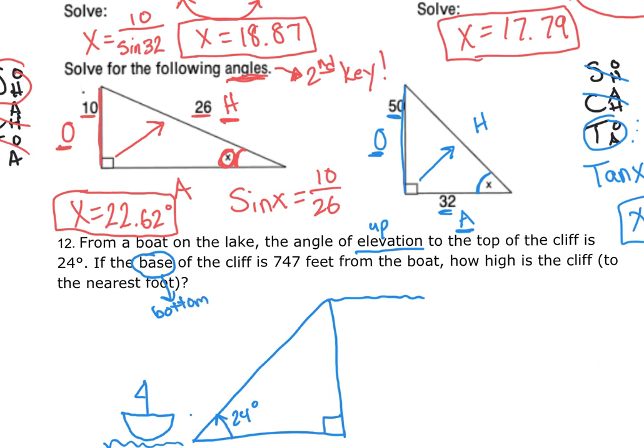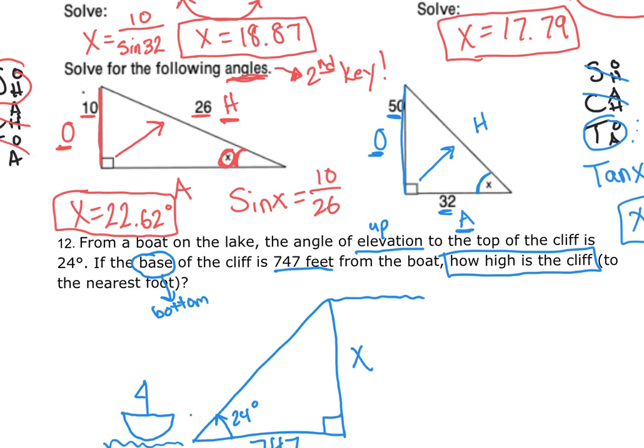So the base of the cliff is 747 feet from the boat. So this is 747 down here. How high is the cliff? So you can see when it says how high is the cliff, we're looking for the height, right? Looking for the height, which is represented by this side that goes straight up and down. So that's where I'm going to put the X. That's the side that I'm looking for.